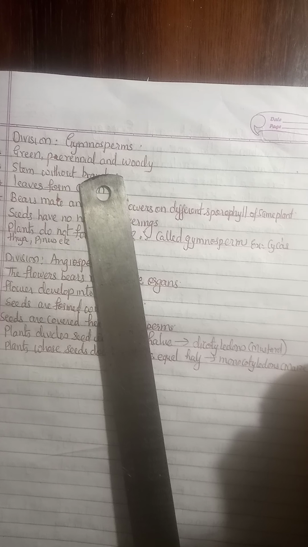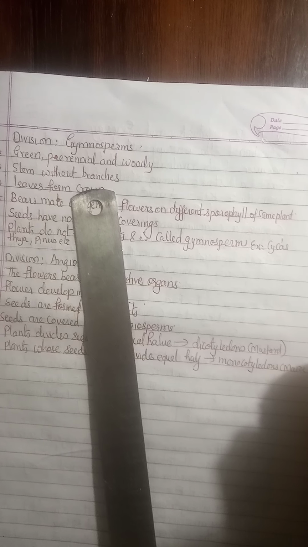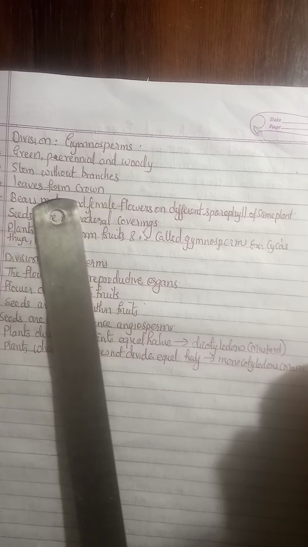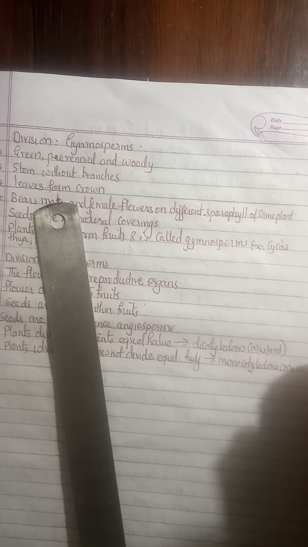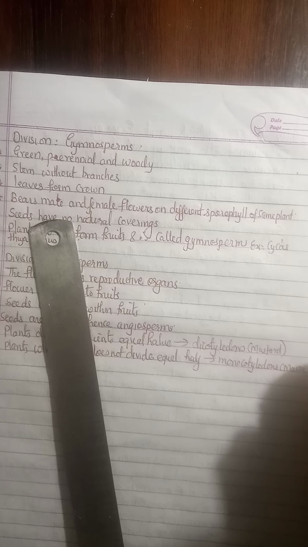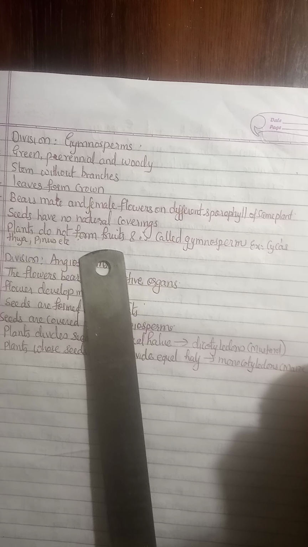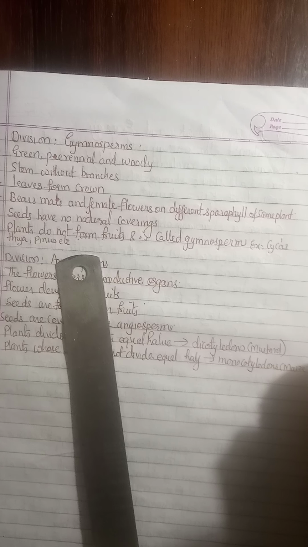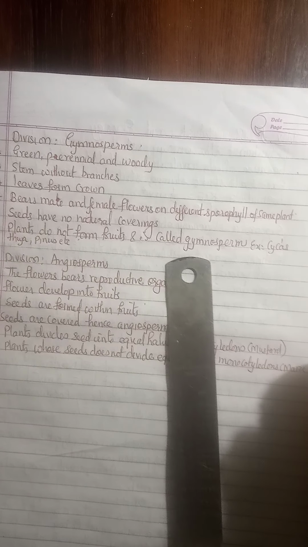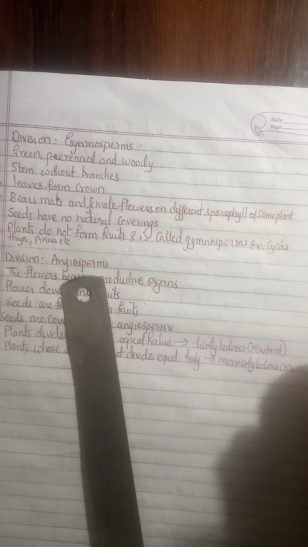Green, perennial, never ending, and woody. Stem without branches. Leaves are there in the form of a crown. Then they bear male and female flowers on different sporophylls of the same plant. Seeds have no natural coverings. Plants do not form fruits and are called gymnosperms. For example, Cycas, Pinus and Thuja.